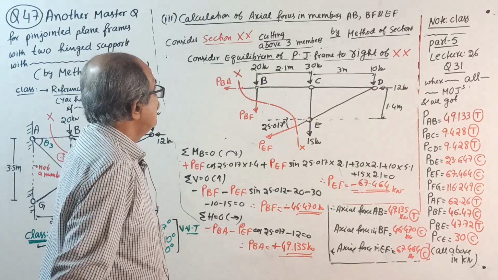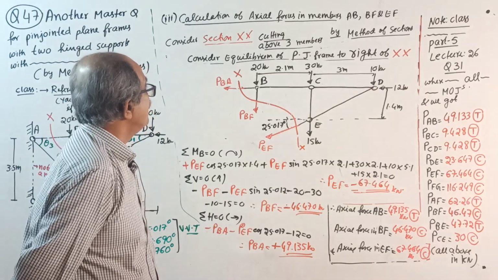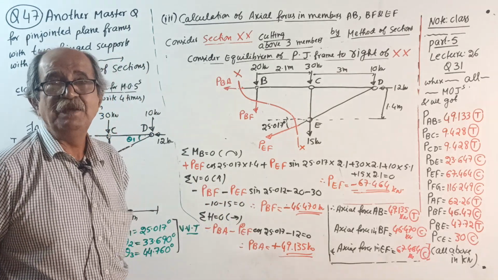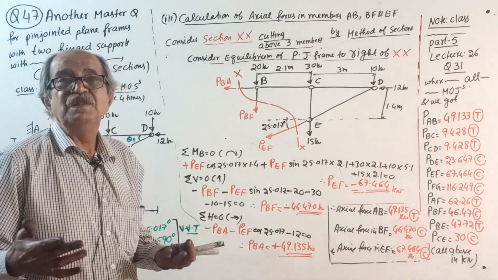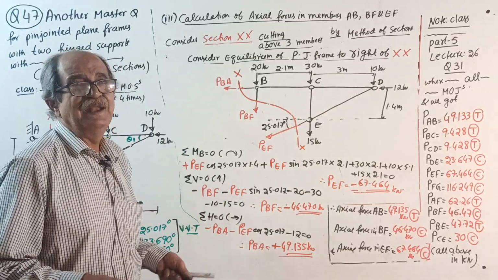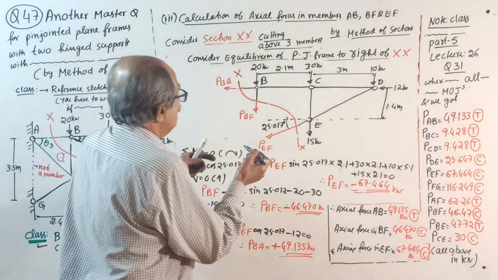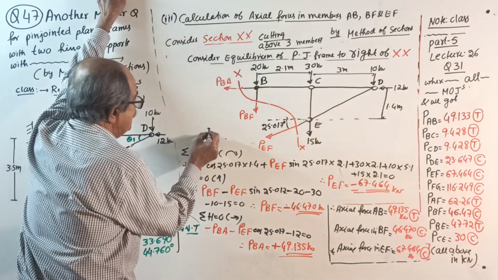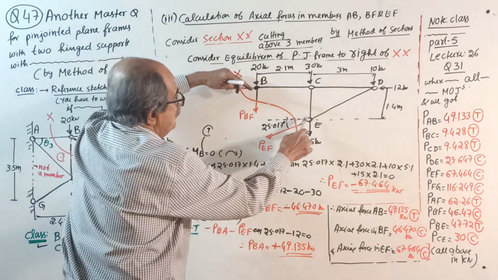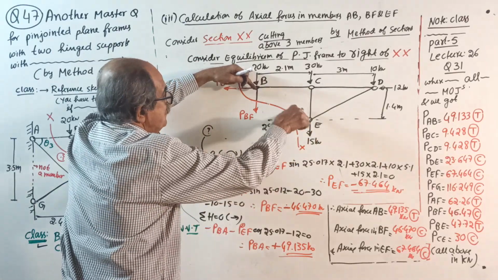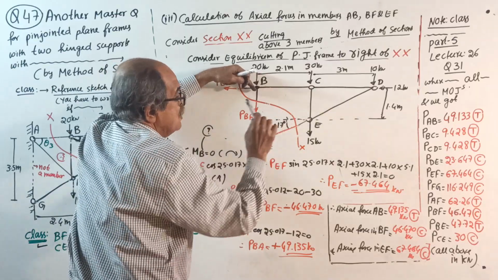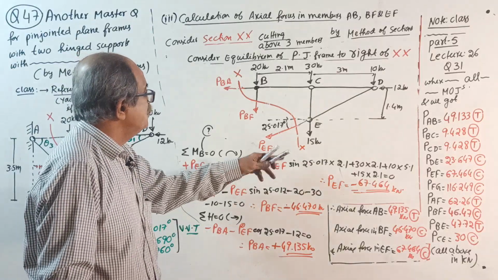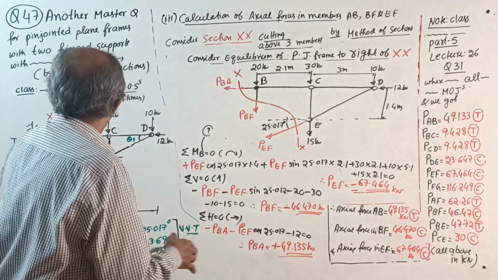Start. Take moment about any point. Not any point, sorry, that is my usual habit. Actually you can take moment about any point, but it will become lengthy. So take moment about the point where the maximum unknowns, two unknowns, are meeting: B. So sigma M_B equals 0. Now the inclined force into its perpendicular distance. I will do one thing, a little laborious. So you write there. See, you can do it, don't think you cannot.